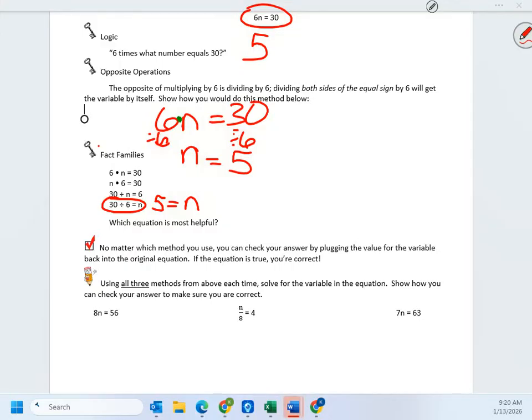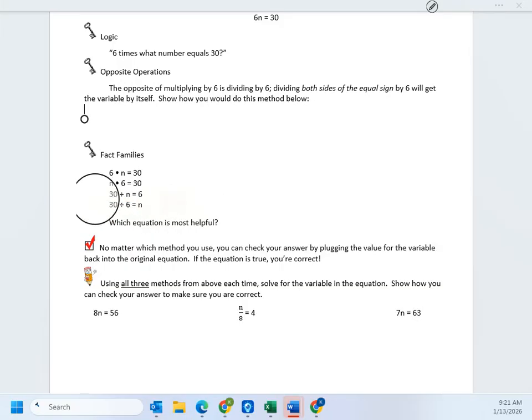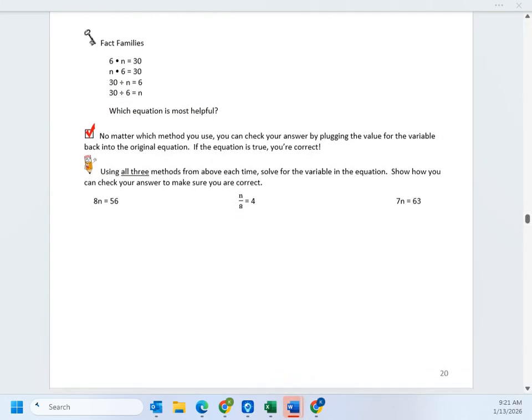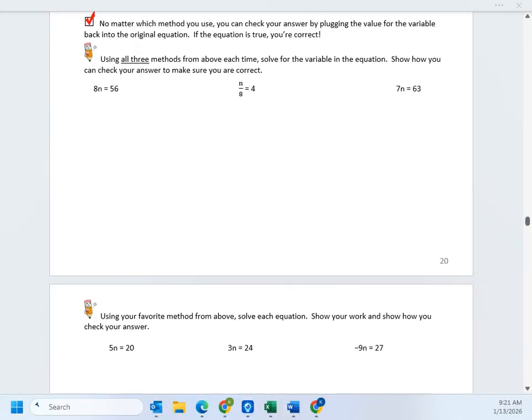Okay? So we're going to practice using all 3 methods. You don't have to use the same one every time, but on the bottom of the page, we're going to practice those 3 methods. And then just like our last objective, we're going to pick and choose which method to use to solve. But we are all doing this front side together, so we get a good understanding of all 3 methods. So no matter which method you use, you can check your answer by plugging that answer back into the original equation.